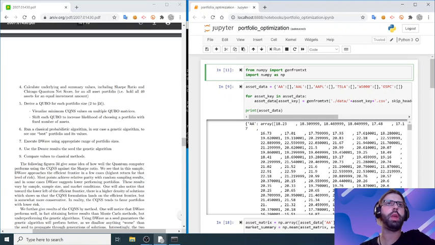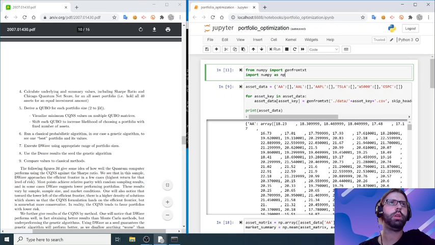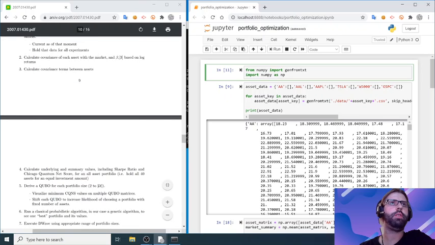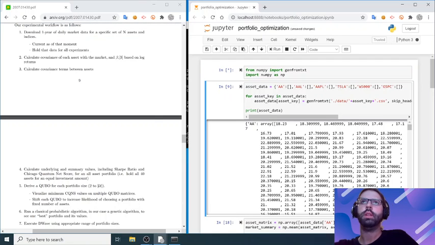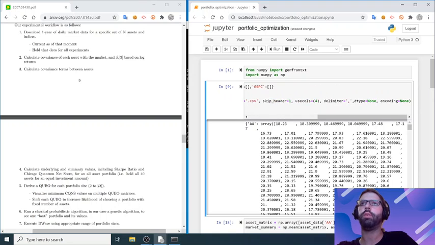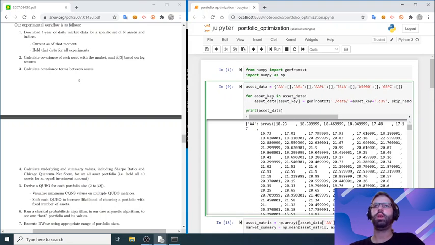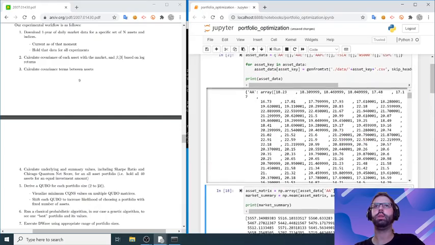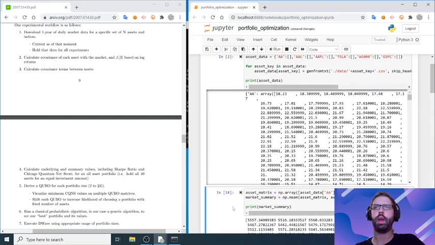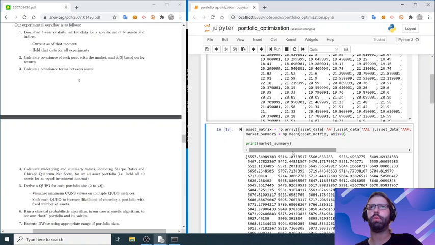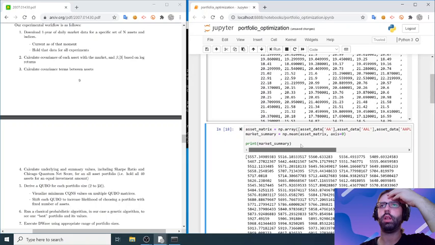So what do we have here? So did I finish the covariance? So we import the stuff. Let me just go through this again. Then we have these asset data that we downloaded from Yahoo Finance. And so this is loading the data. Then we have the asset matrix here. Market summary is there. So I was getting the whole thing into a matrix. Then I was calculating the market summary.